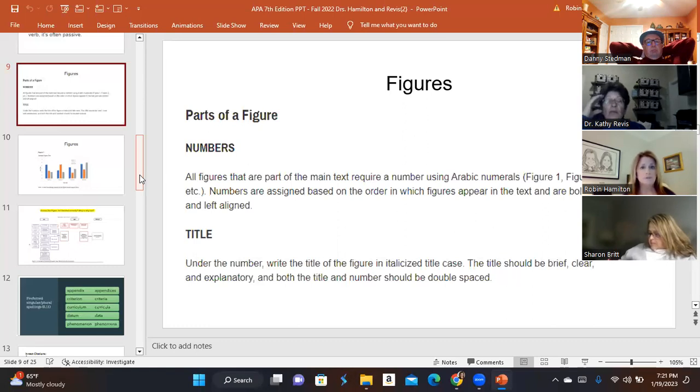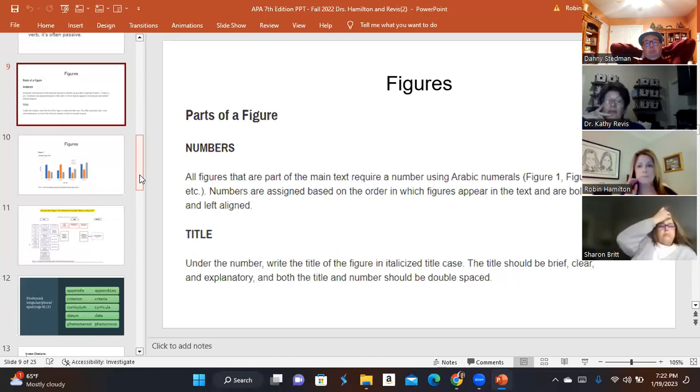Your next one will be figure 2. Your next one will be figure 3. So you need them in the location in your paper where you want them sequentially. They are all assigned a number, figure 1, figure 2, etc. And the numbers are based on the sequential order that they are found in your paper.